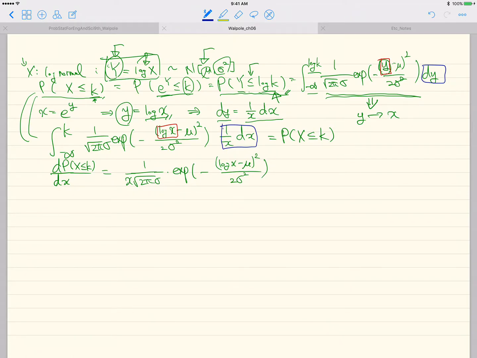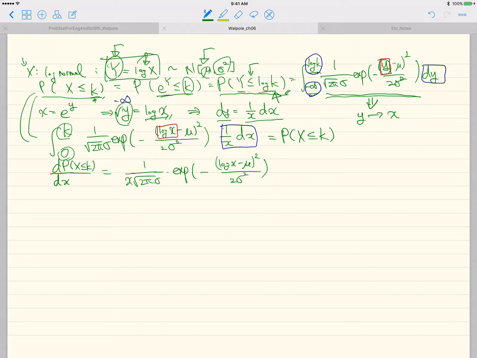Okay, and then we do one more thing. Here, we take the integral from minus infinity to log k, which was for y, and this range will become another range for x. Sorry, there is a typo here. This should be 0, because minus infinity for y corresponds to log 0. So instead of minus infinity, we change it to 0, and when y is log k, x becomes k.